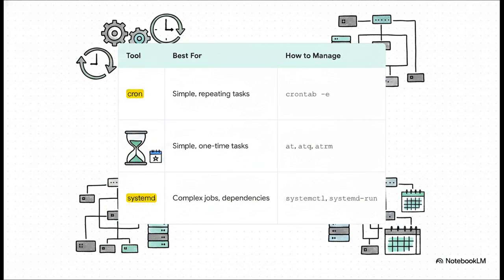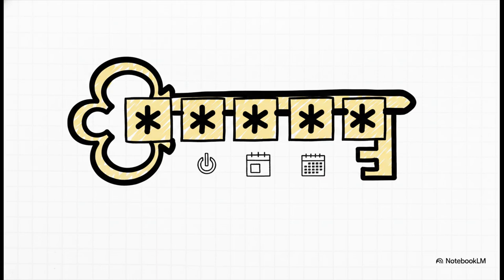But for anything more complex, when you need detailed logs, or your job depends on another service, or you have a really tricky schedule, that's when you bring in the big guns, systemd timers. They are absolutely the modern and frankly better choice for complex tasks. And look, if you take away only one thing about cron, let it be those five little asterisks: minute, hour, day of month, month, and day of week. That simple line is everything. Understand that, and you understand cron.